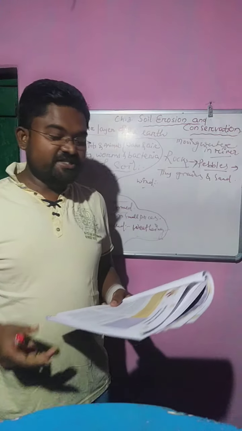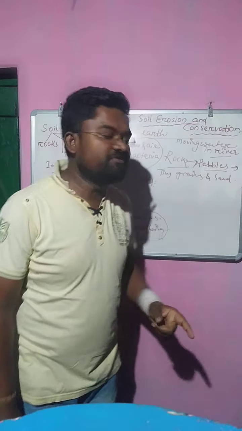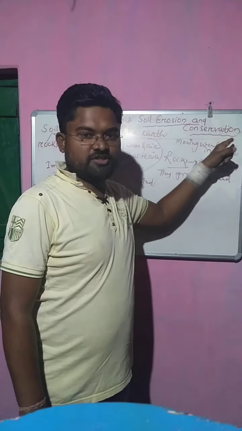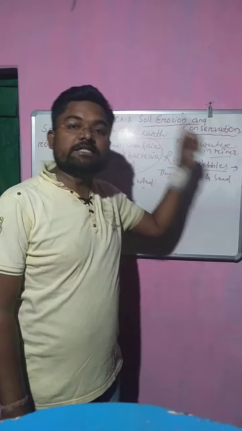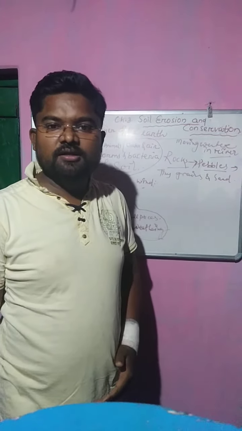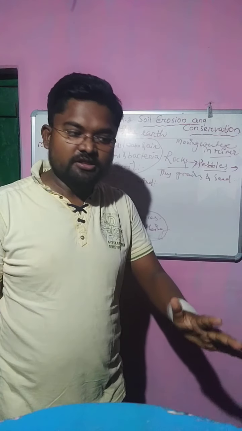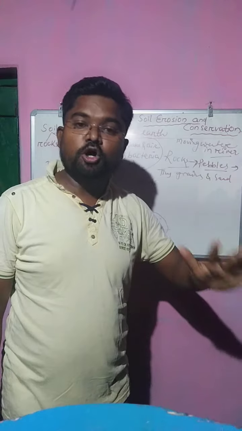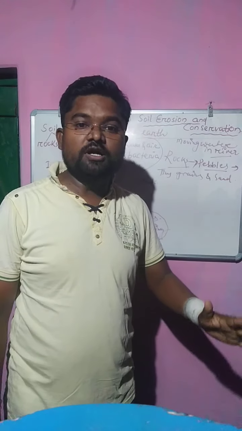Hi students, today we'll start Science Chapter 3. The chapter name is Soil Erosion and Conservation. Do you know what is soil? Have you seen the soil? Soil means the upper layer of the earth. The upper layer of the earth is called soil.